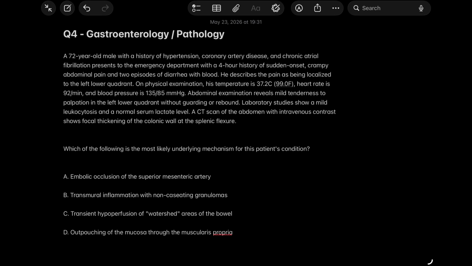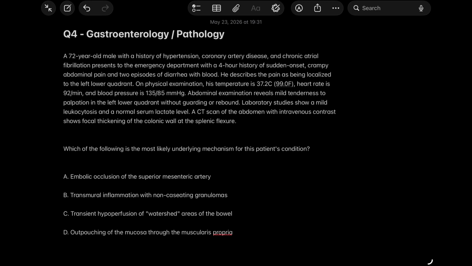Alright, if you chose option C, you'd be correct. Now, let's go into a brief explanation as to why the other answer choices are wrong. Option A, embolic occlusion of the superior mesenteric artery. That would be acute mesenteric ischemia. Now, this typically presents with pain out of proportion to examination findings, an increased lactate level, and the CT would usually show involvement of the small bowel.